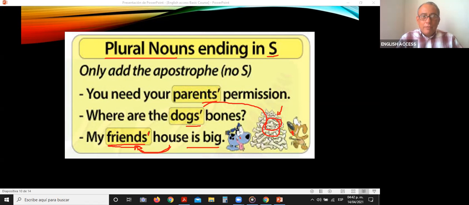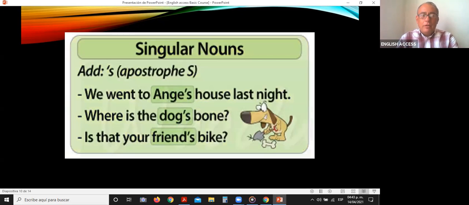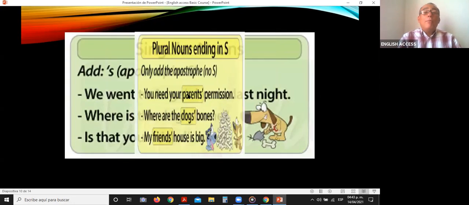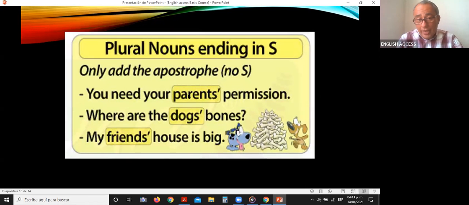That's another example to add apostrophe s, or in this case only the apostrophe, but to plural nouns. Remember, we have seen the singular nouns adding apostrophe s. Now we have the plural nouns ending s, adding the apostrophe to show possession.